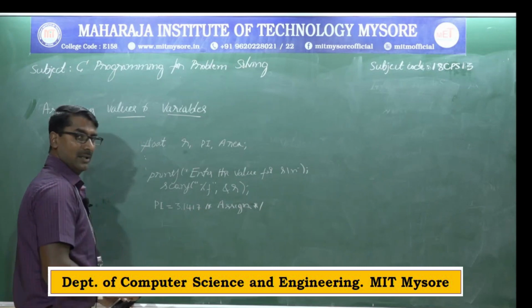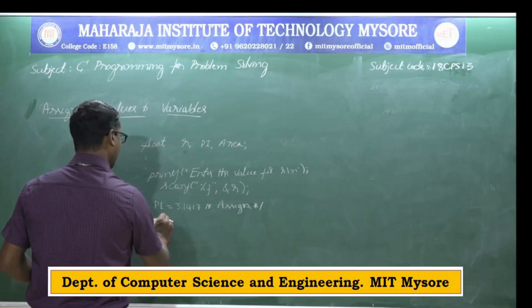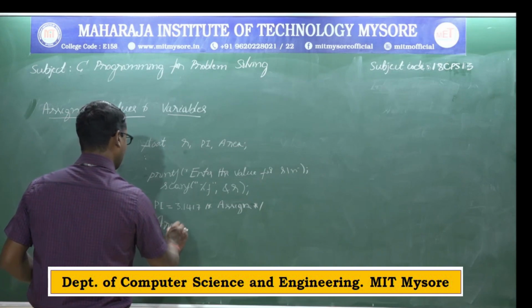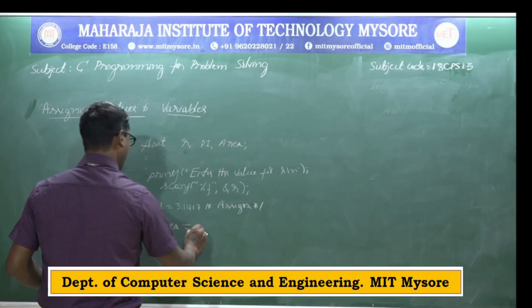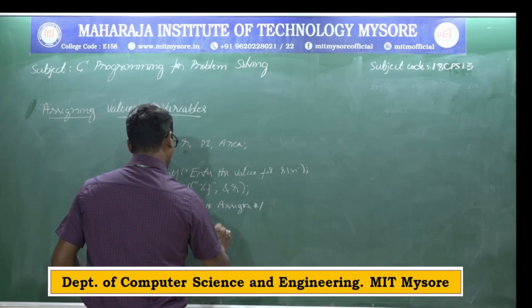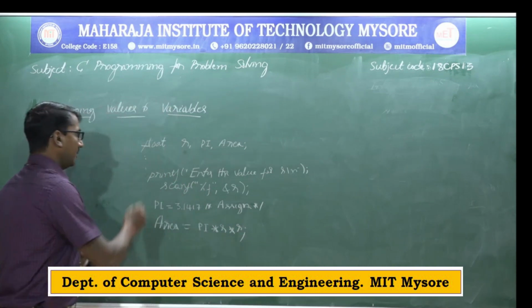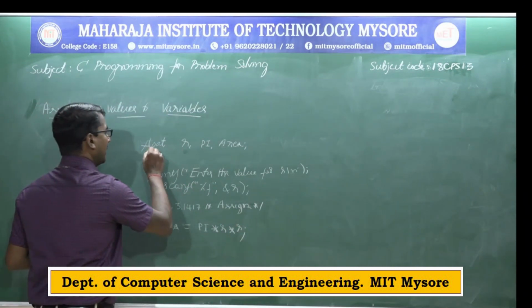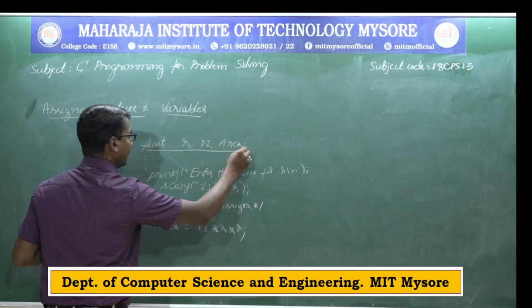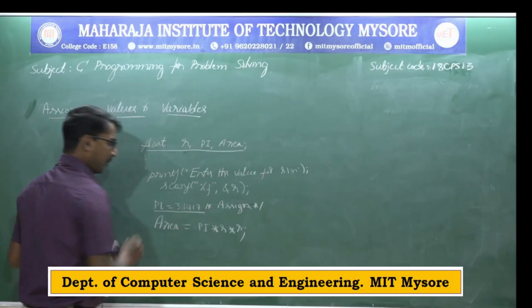Here I perform the assignment operation. Then I'll calculate area is equal to pi into r into r. So here I have declared the variables at the beginning of the program, and I have assigned the value in between the program.